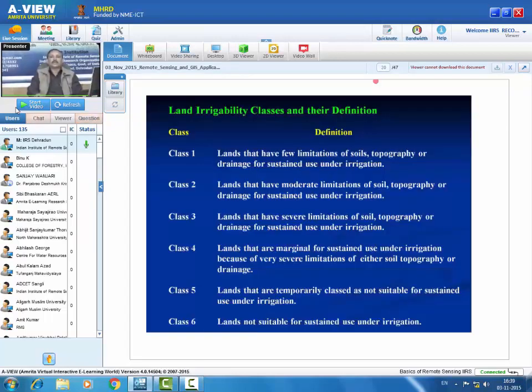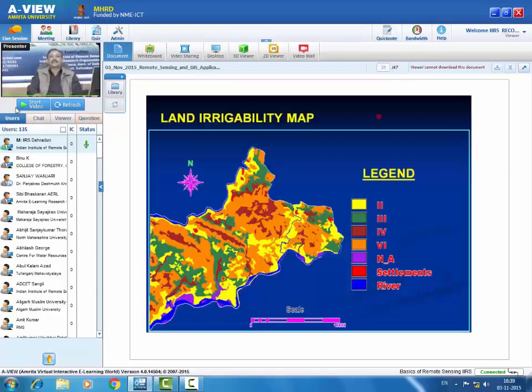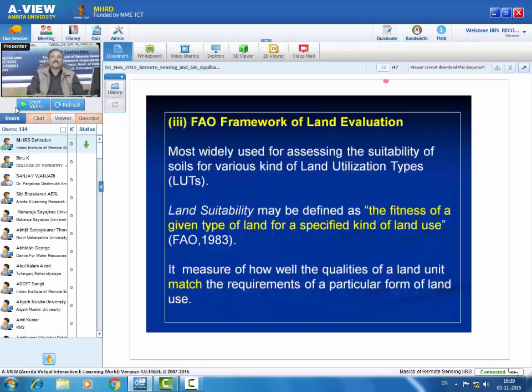Then, based on the soil irrigability and land characteristics, we go for the land irrigability class. So for land irrigability you can classify class 1 to class 6 based on its characteristics, and you can see this is the land irrigability class. Irrigability class 2 shows yellow color, and only this land is suitable for irrigation. Red color shows the 4th category, where the land has very severe limitation for irrigation purposes. So we can decide where we should do irrigation for sustainable agriculture.